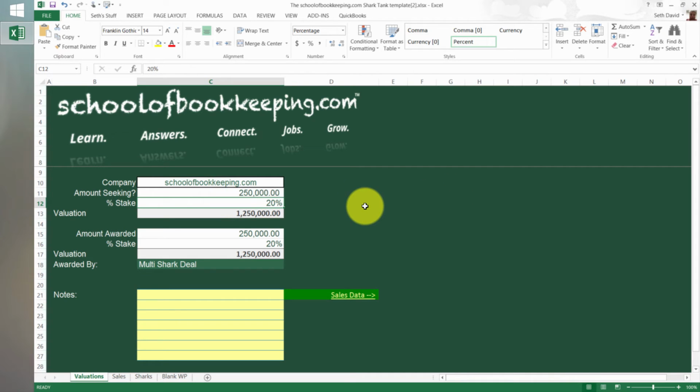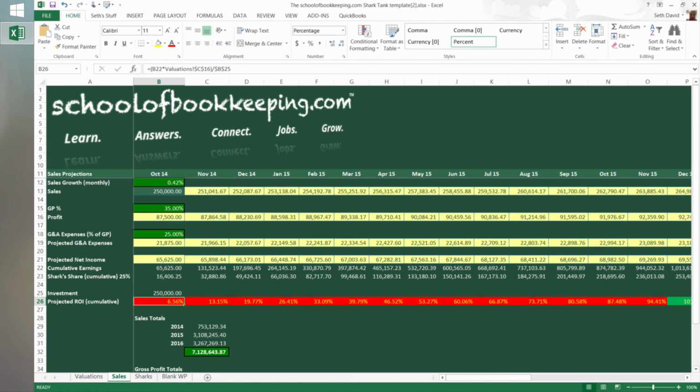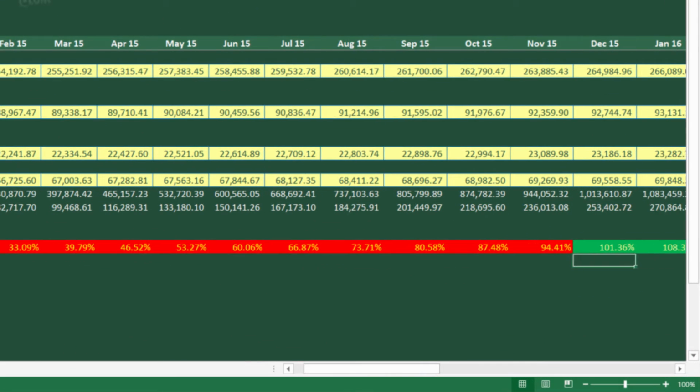So let's say you decide you need the $250,000. So then that leaves you with the choice of raising the stake. So let's see what happens when we increase it to 25%. Let's go back to our sales model. And so that means it's going to take a little more than a year.